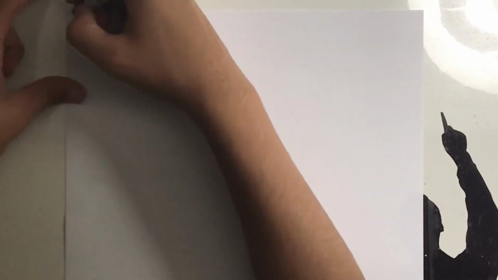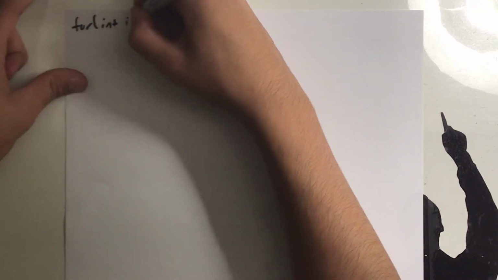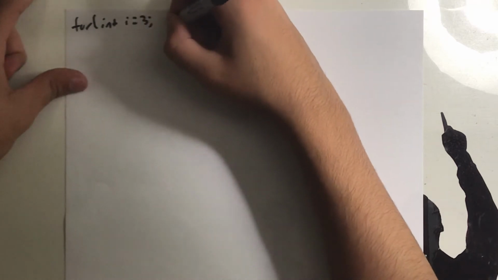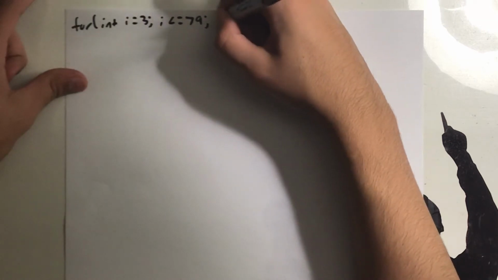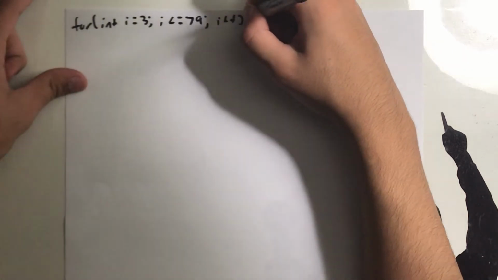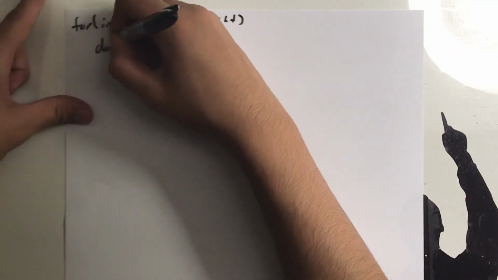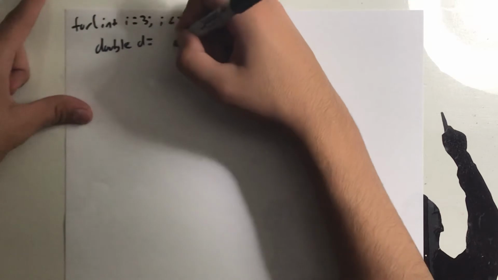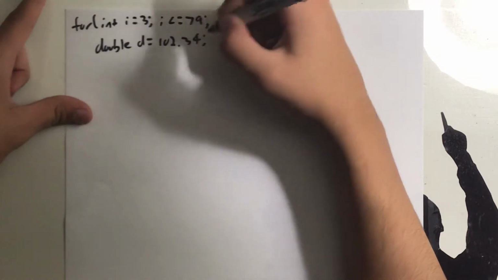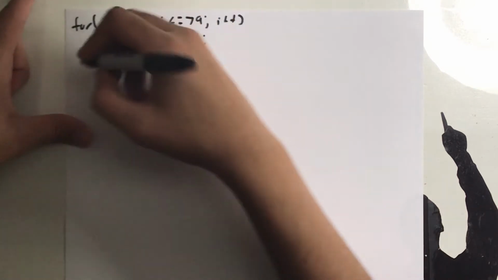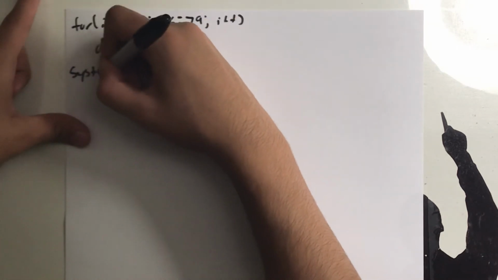So for example, we have for int i equals 3 and i is less than or equal to 79, i plus plus, then we'll say double d equals 102.34, and then we're gonna print. So this part is inside the loop. This part is outside the loop.